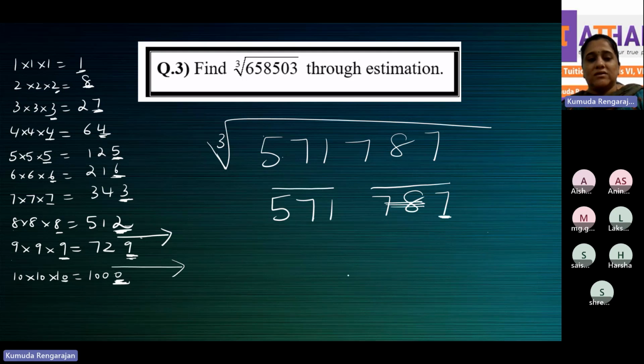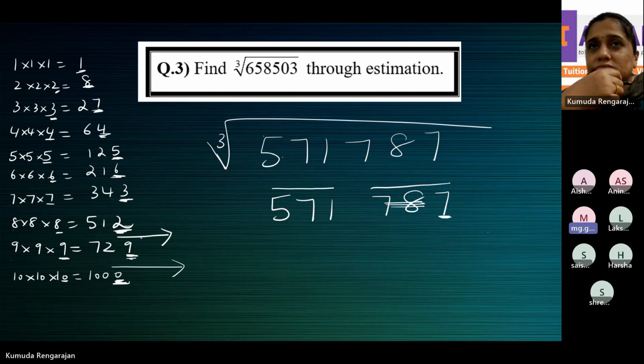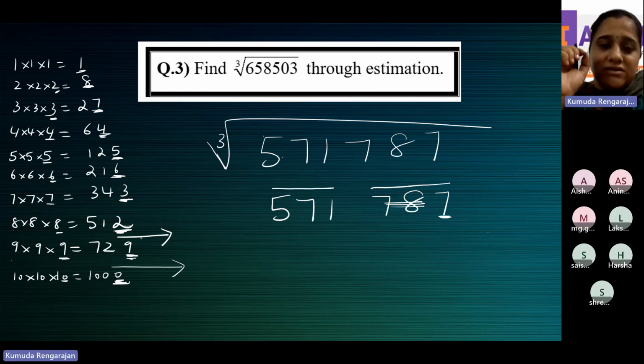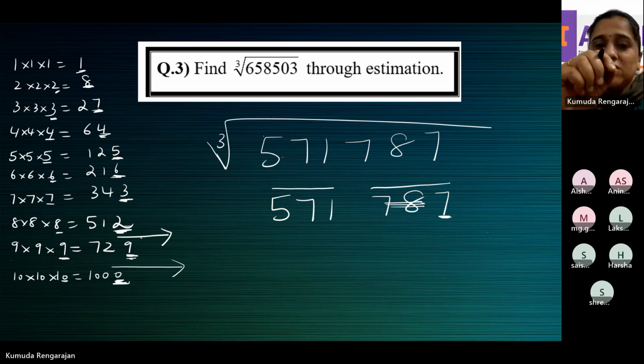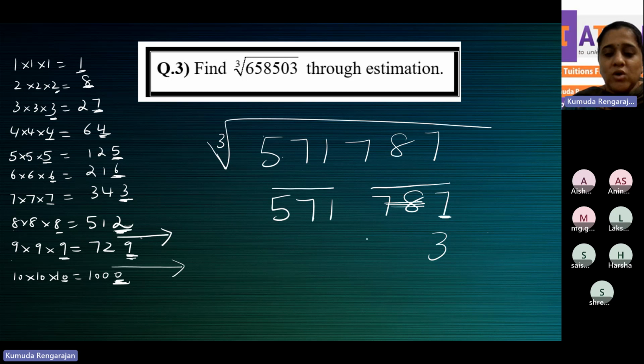What is the digit in the ones place? 7. If the digit in the ones place of the cube number is 7, then the digit in the ones place of its cube root will be what? 3. So the ones place of the cube root of the number will be 3. Now that's over. Now come to the first part, 571.